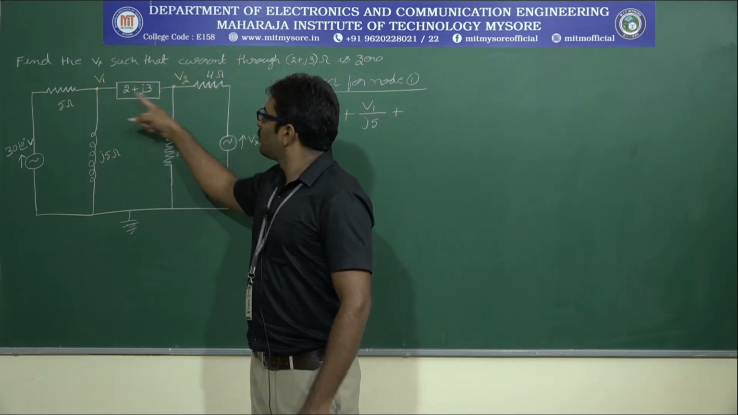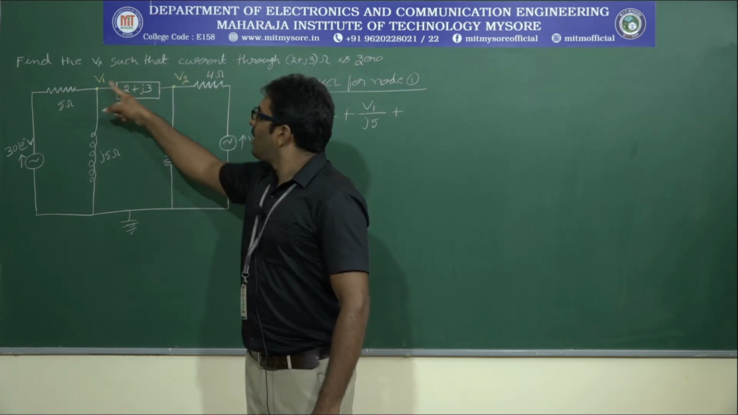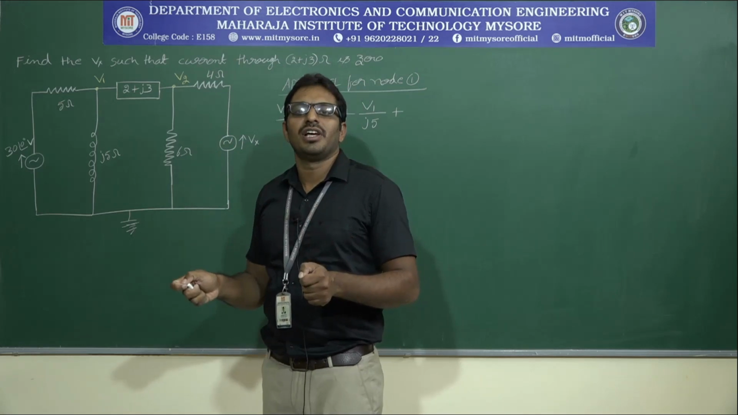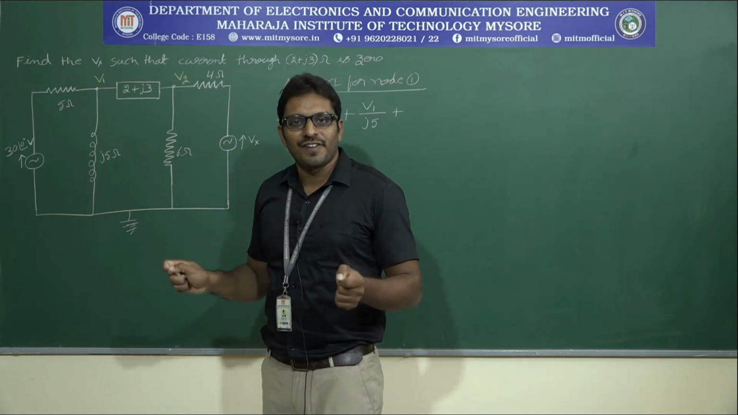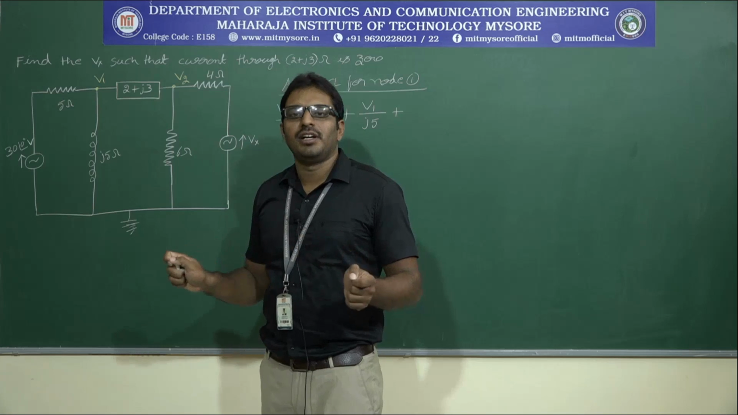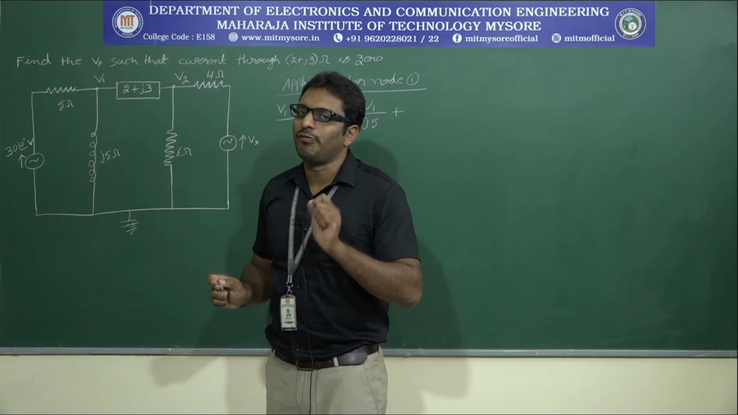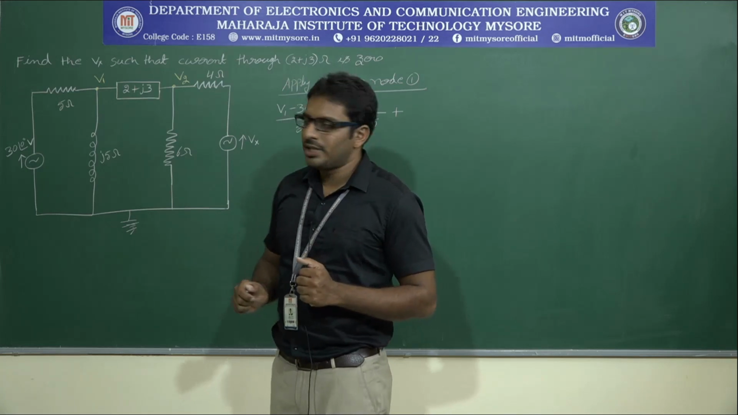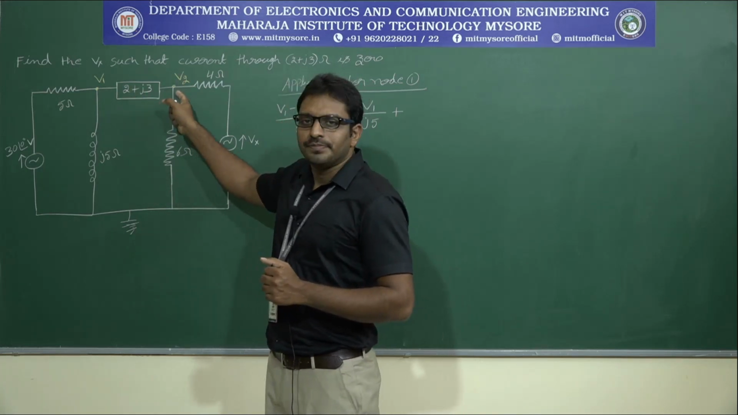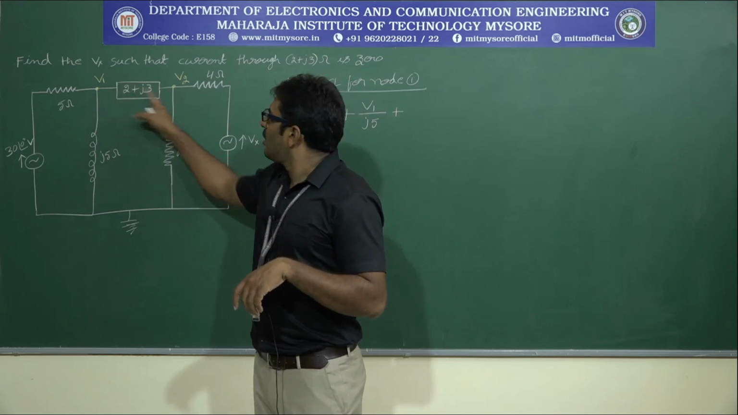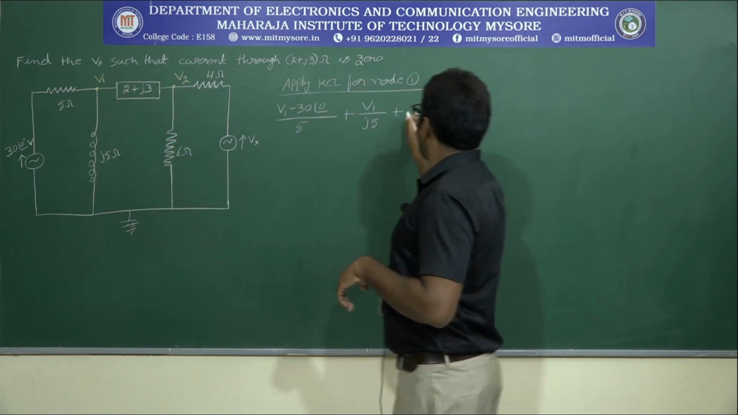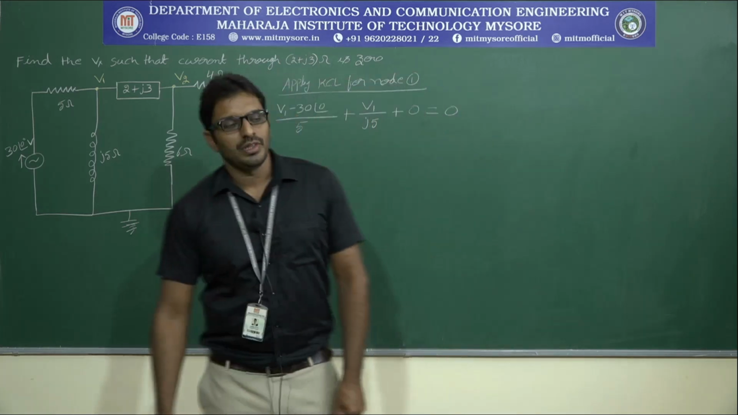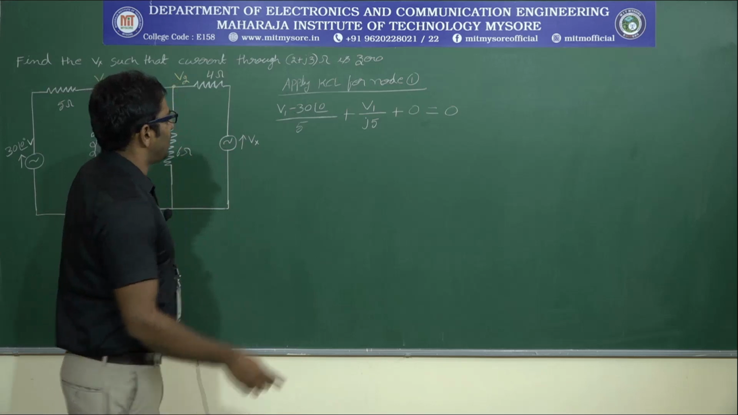When the current through this branch is 0, V1 is equal to V2. Because of equal potential, there is no potential difference. If there is no potential difference, there is no question of current flow, because the current always flows from higher potential to lower potential. So V1 is equal to V2. That's why current does not flow through this branch. So plus 0, that is equal to 0. Now just simplify this equation.